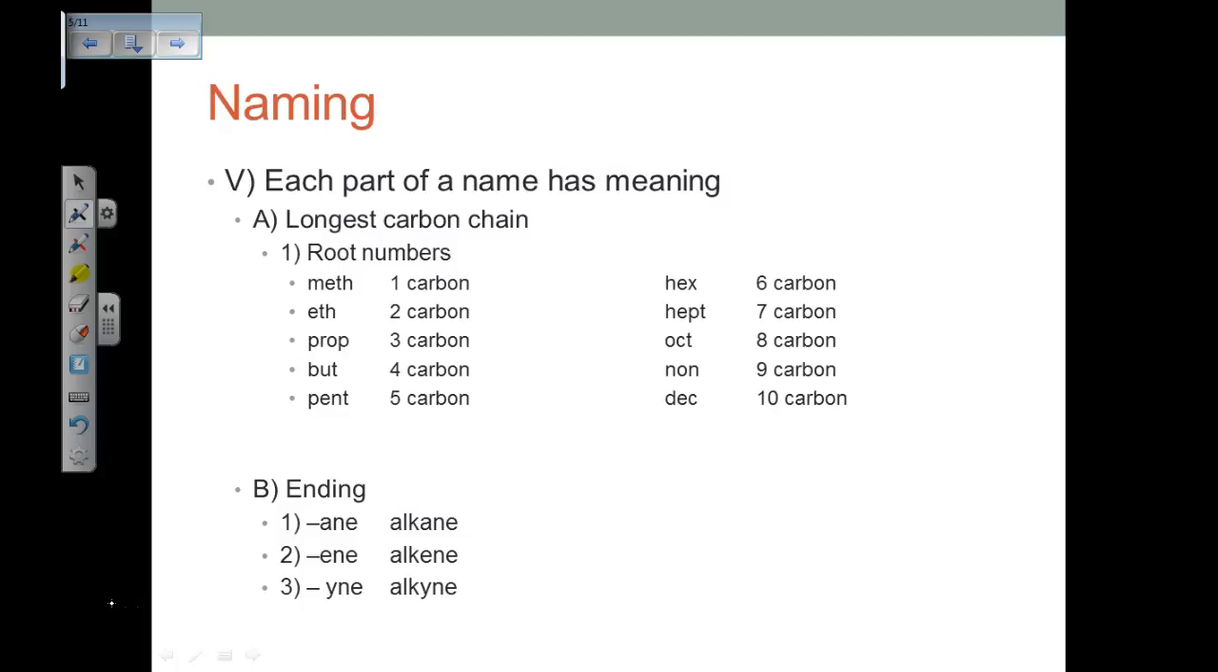Hey everybody, let's talk a little bit about naming some of these organic compounds. In order for you to name these compounds, we have to first be able to identify, typically, what we call the longest carbon chain. Okay. Once we find the longest carbon chain, then we can do some more in-depth naming.